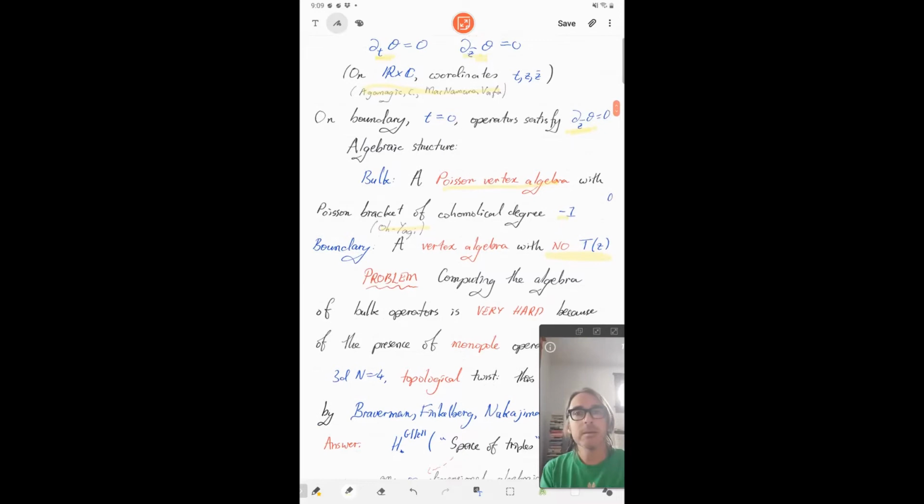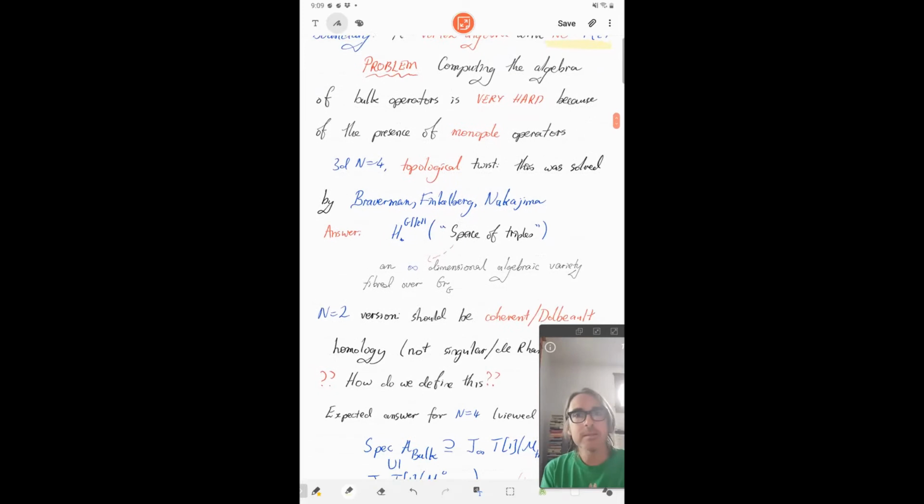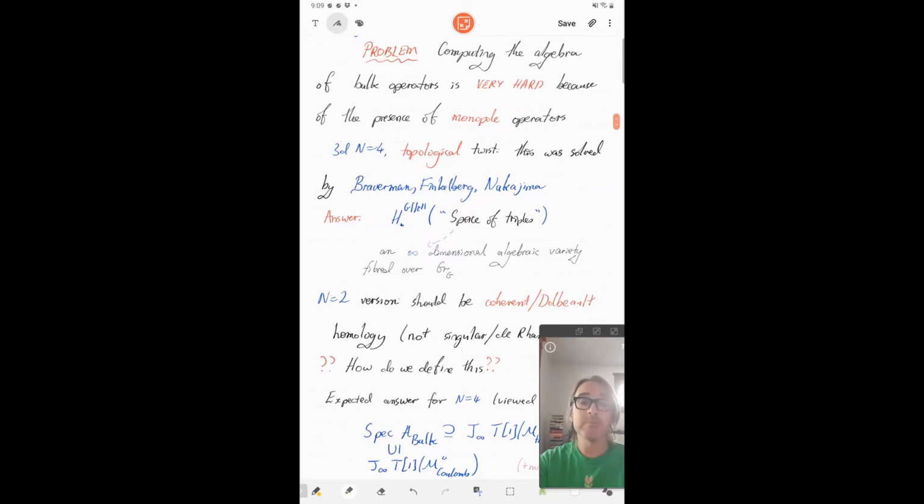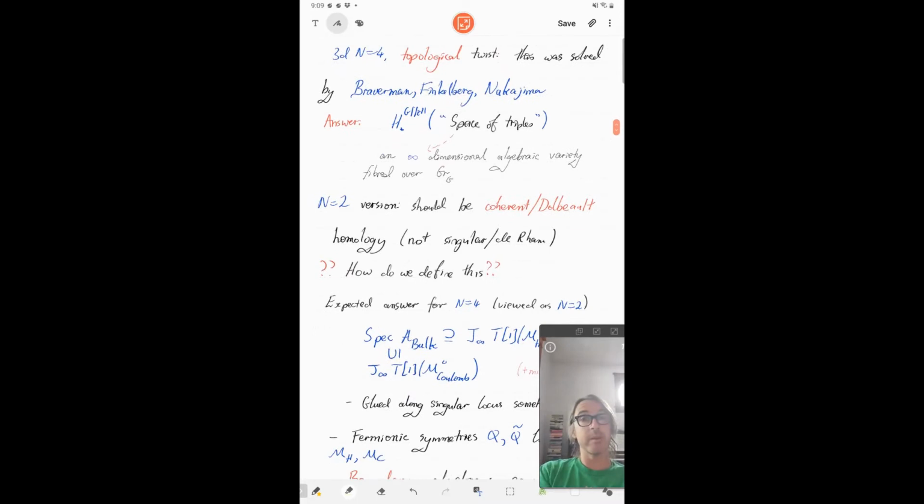Okay, so it's kind of clear what the algebraic structure will be, so let's see what the main difficulty is. The main problem is that three-dimensional theories have monopole operators. This is a local operator which sources a gauge field which has some charge on the T-sphere surrounding that point. So it's going to be very difficult to figure out how to define the algebra of monopole operators. For N=4 theories, when we introduced the topological twist, this problem was solved in the great work of Braverman, Finkelberg, and Nakajima.